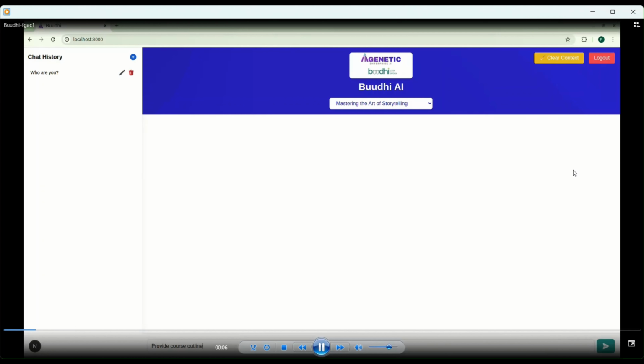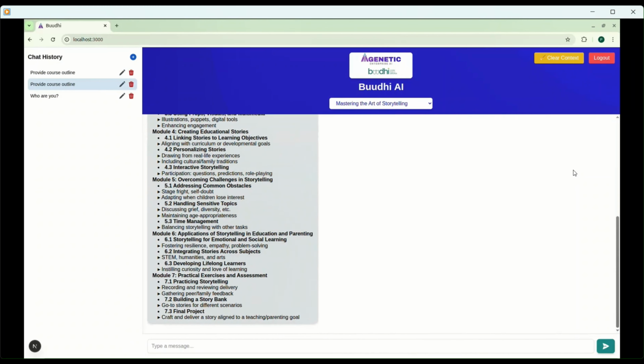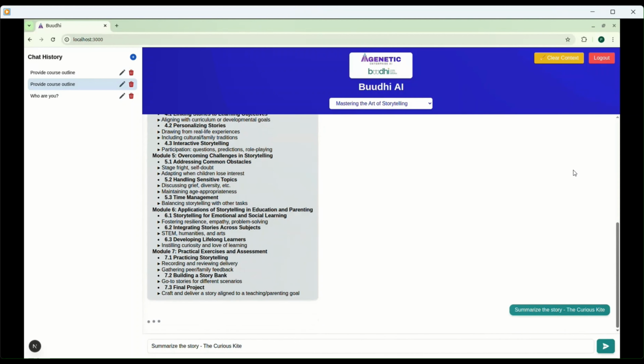The first course, which is there by default, is Mastering the Art of Storytelling. The first question that has been put in is provide the course outline. If you see, the course outline given here is for Mastering the Art of Storytelling. The context remains the same. It asks for summarizing a particular story called the Curious Guide. Let's see what the response is.